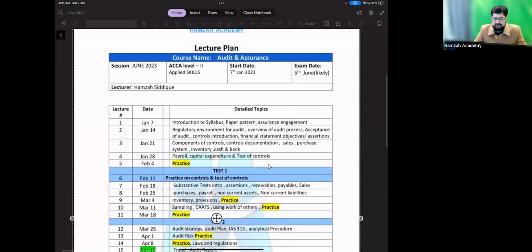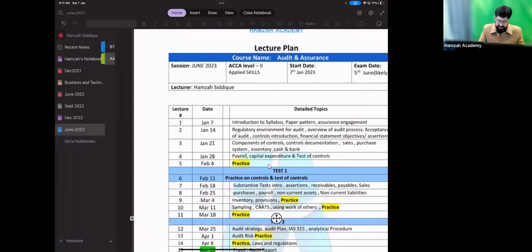Yes, students. So this is the lecture plan in front of you. You may not have received it, but it will be uploaded today itself at the maximum. So the subject, audit and assurance, a wonderful subject. I must say the subject is a conceptual subject, which requires you to have conceptual clarity.